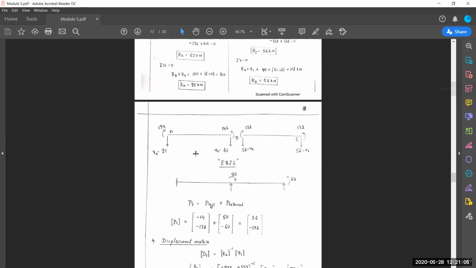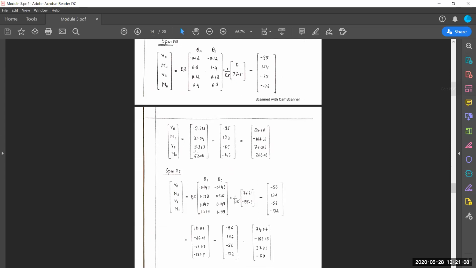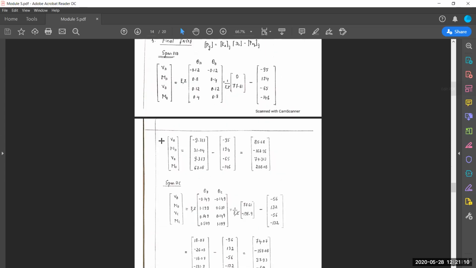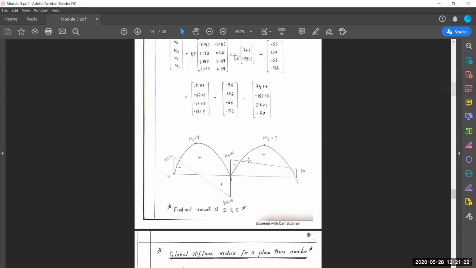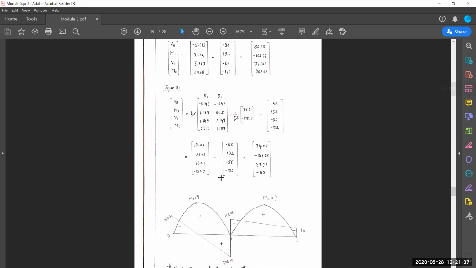Not 95 and 65. These values you should not consider. For that, VA, VB, VC, those answers you have to consider here. For drawing SFD also, directly you can do the calculations. So please find out the moment near D and E and just complete this bending moment diagram.